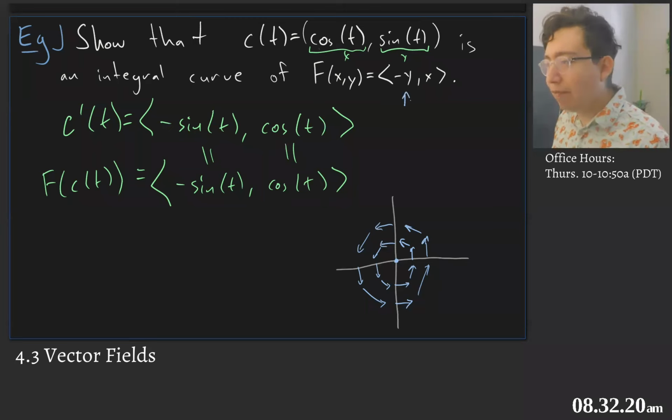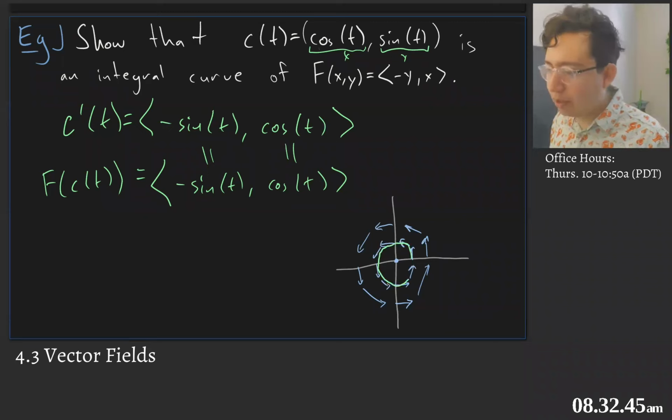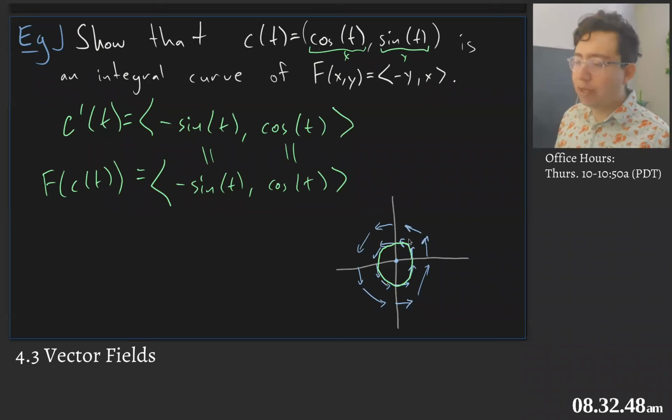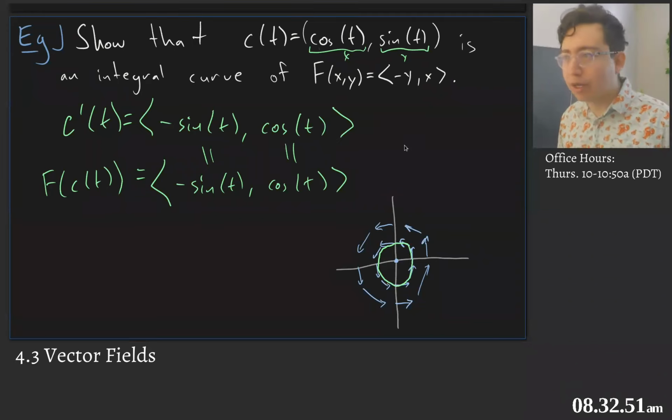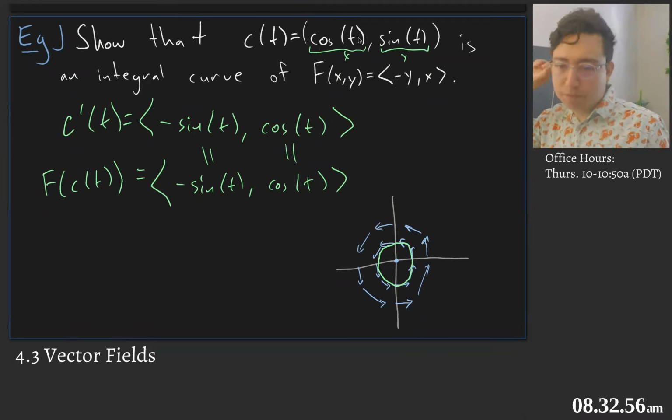That means that this negative y comma x is just going to be the derivative of this curve here. Notice that this is the circle of radius 1. These flow lines are exactly like what happens when you plop in a point anywhere here. It just goes around in this circle, like we see here. Okay, cool. Any questions?